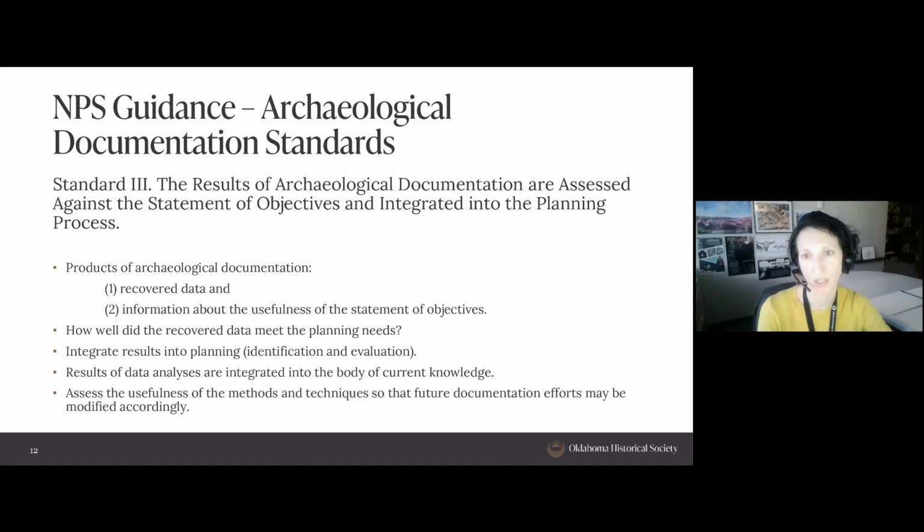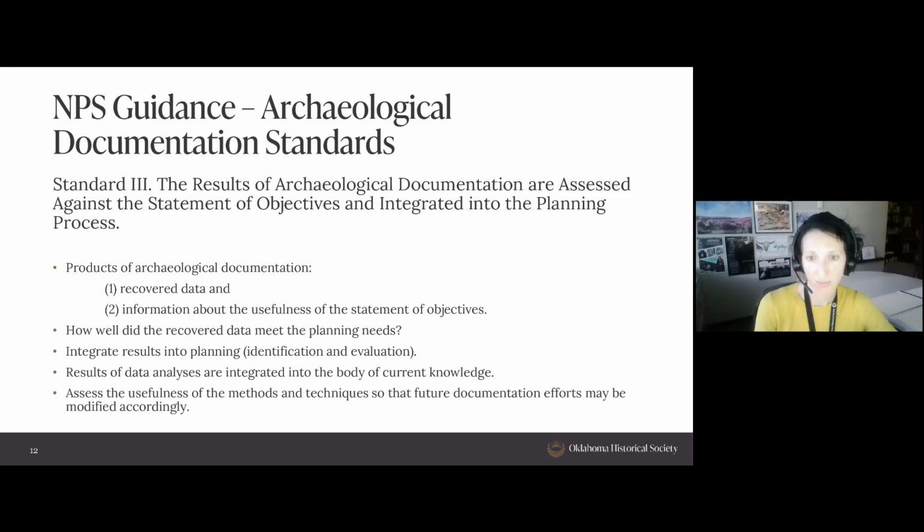The third standard is the results of archaeological documentation are assessed against the statement of objectives and integrated into the planning process. Products of your archaeological documentation are your recovered data, but also information about the usefulness of your statement of objectives. How well did the recovered data meet your planning needs? You need to integrate the results into planning, for instance, identification and evaluation of properties.